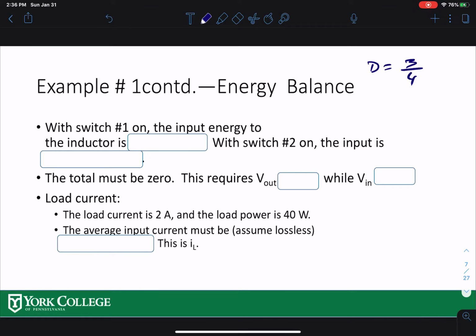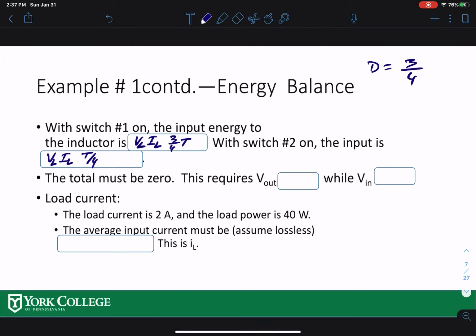As I said, when switch 1 is on, the inductor is getting energy from the source. So that would be VL, IL, and the time it is on is 3/4 T. That's the energy coming into the inductor. And when switch 2 is on, your inductor is going to discharge. So that would be VL, again VL IL, times T over 4 here.